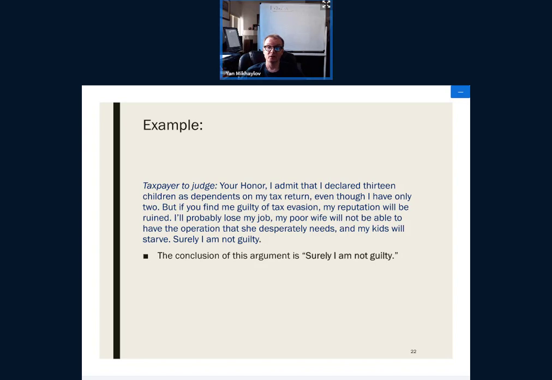A taxpayer could tell the judge something like this: Your Honor, I admit that I declared 13 children as dependents on my tax return, even though I only have 2. But if you find me guilty of tax evasion, my reputation will be ruined. I'll probably lose my job. My poor wife will not be able to have the operation she desperately needs, and my kids will starve. Surely I'm not guilty. So note that he is not saying that he is not guilty based on some sort of relevant facts. He's just trying to evoke pity. If you find me guilty, all these bad things will happen.